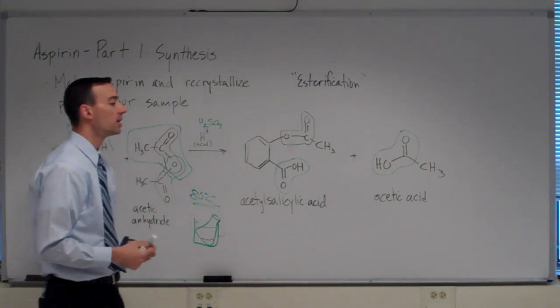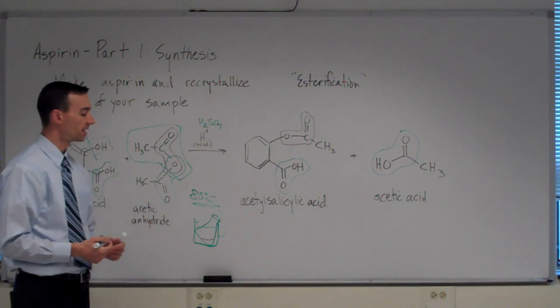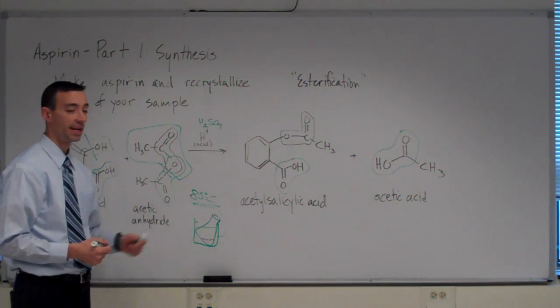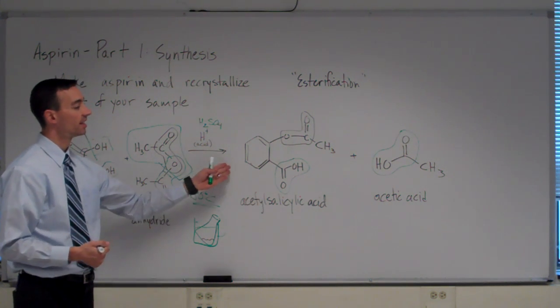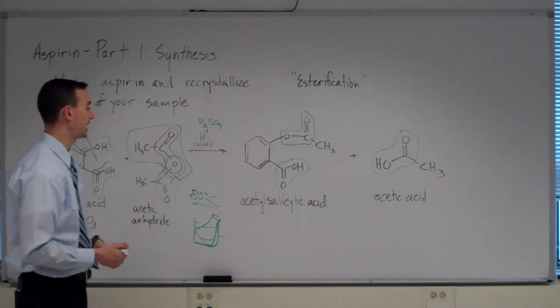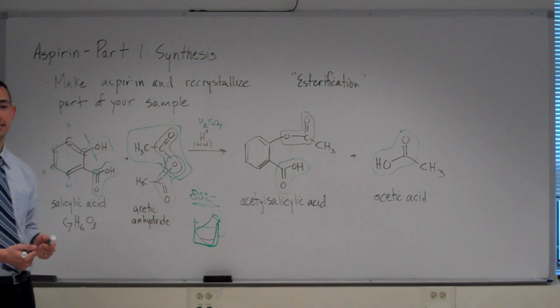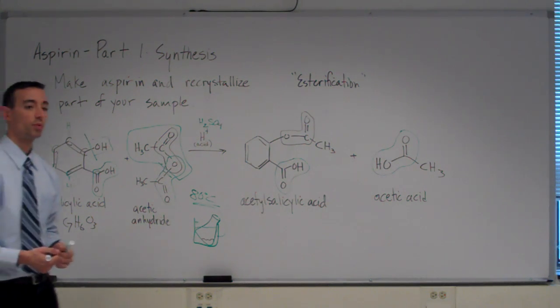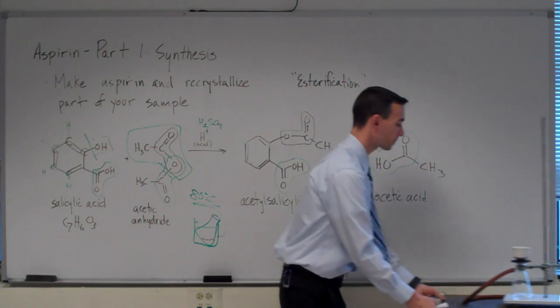When you're done, your reaction will have a solid inside the container, the Erlenmeyer flask that you've used. And so you'll want to filter out that solid acetylsalicylic acid from the other contents, the acetic acid, any residual acetic anhydride, and sulfuric acid that are left over. And so we'll use a simple filtration apparatus.